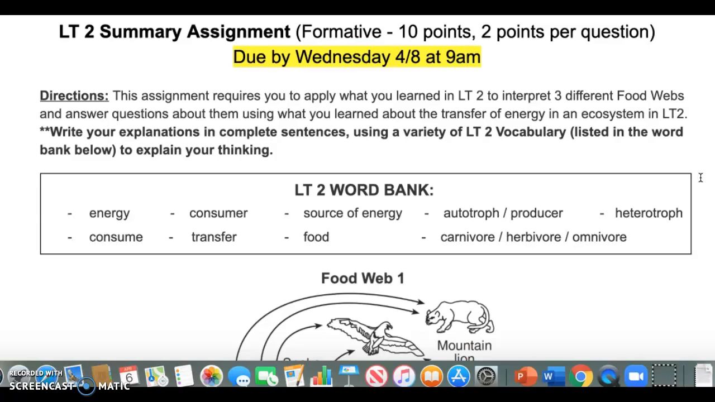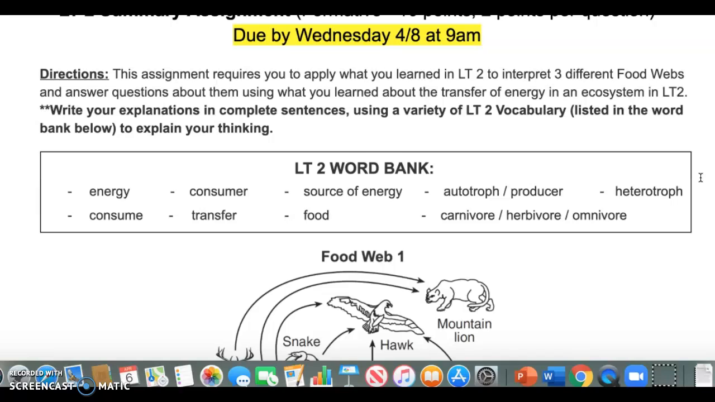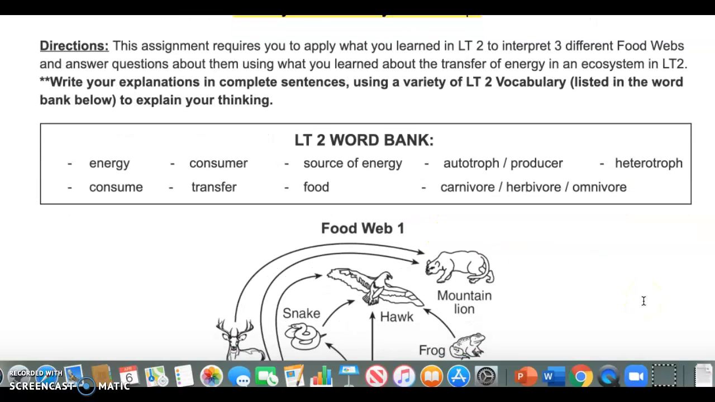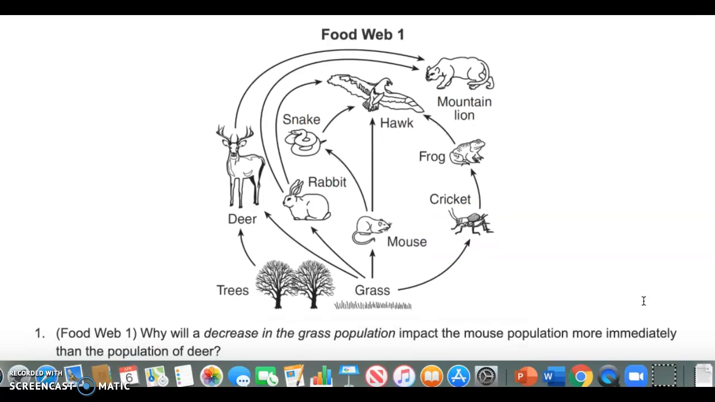And I'm hoping that you watch the video and the slideshow for this week before you complete this assignment, because that will also help. So for each question, you are to write your explanations in complete sentences. That means with proper punctuation, capitalization, and also using a variety of Learning Target 2 vocabulary, which is listed in this word bank here for you. This might not be all of the words from Learning Target 2, but I encourage you to use as many as you can.